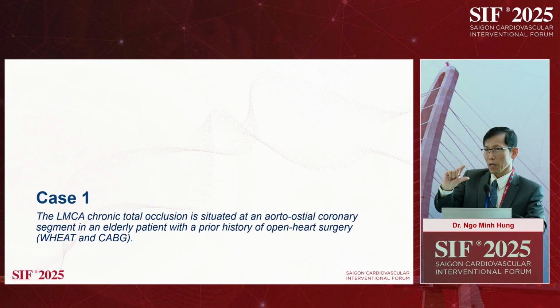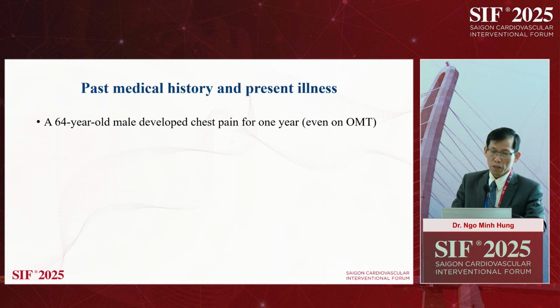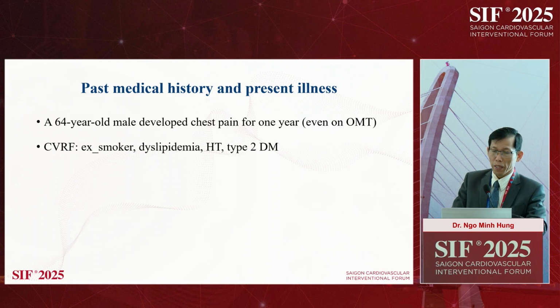We did the replacement of the ascending aorta, and then they did the bypass for the LAD, but not for the circumflex. This is the medical history: a 64-year-old male developed chest pain 1 year after the operation, on optimal medical treatment. Cardiovascular risk factors: ex-smoker, dyslipidemia, hypertension, and diabetes.